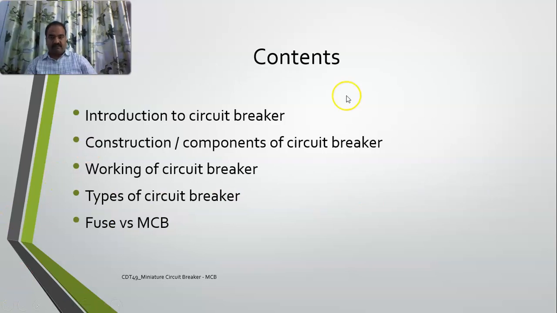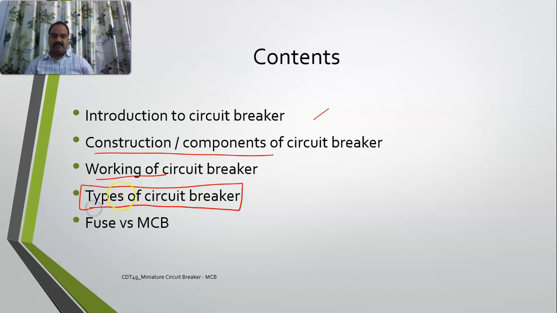So I'll start with the introduction to circuit breaker, and then I'll move on to the construction and components, and then I'll move on to the working of circuit breaker, how it works, how it gets tripped, and how it gets reset. And then we will move on to types of circuit breakers. It depends upon the current rating, so I'll just give a glimpse of classification of circuit breakers. And finally, we'll compare the fuse and MCB in terms of different properties and features.